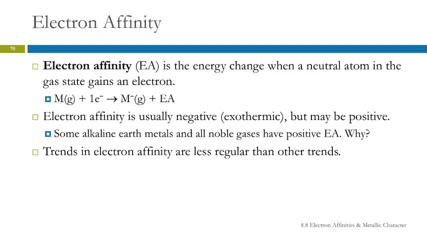Electron affinity. We abbreviate this EA. That's the energy change when a neutral atom in the gas state gains an electron. So it's kind of like the opposite of an ionization energy. Neutral atom gains an electron. Sometimes this is negative, exothermic. Sometimes it's positive. Some atoms really don't want another electron, and so it's going to be positive because you're forcing them to take an electron that they don't want. So some of the alkaline earth metals, all the noble gases, have a positive electron affinity.